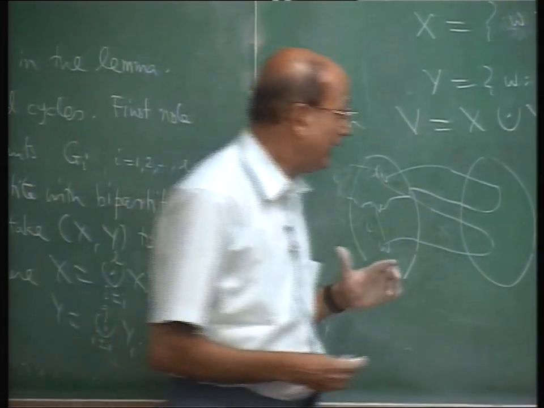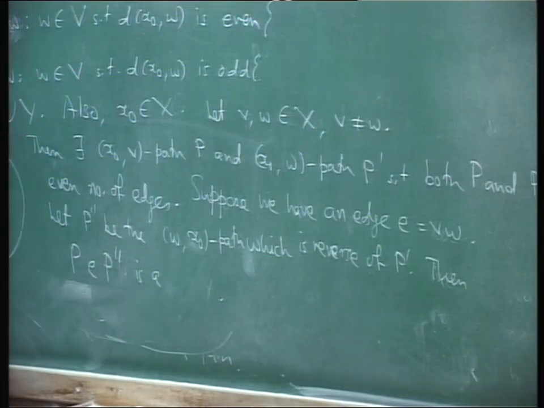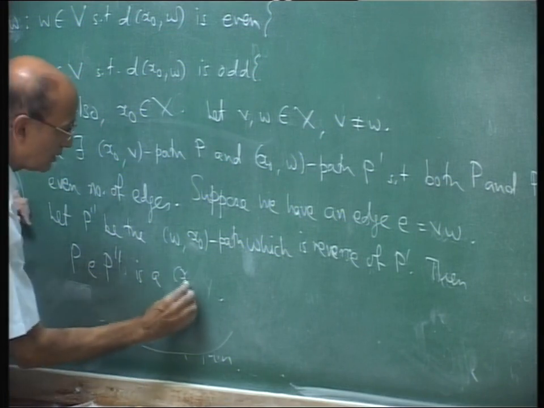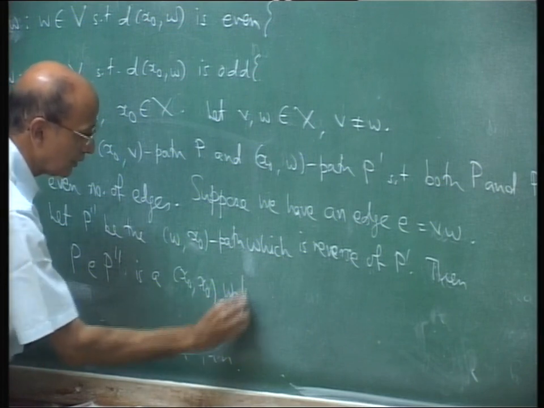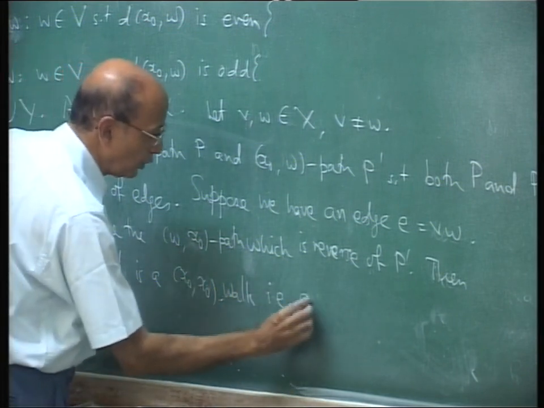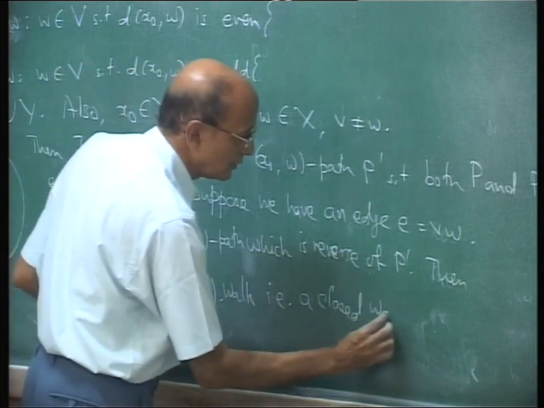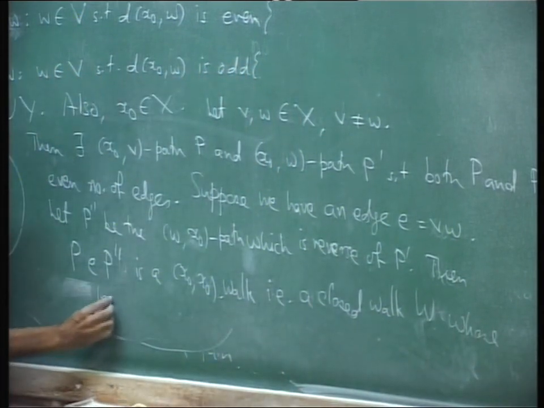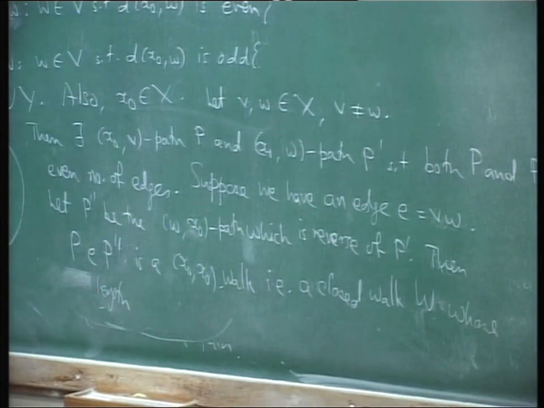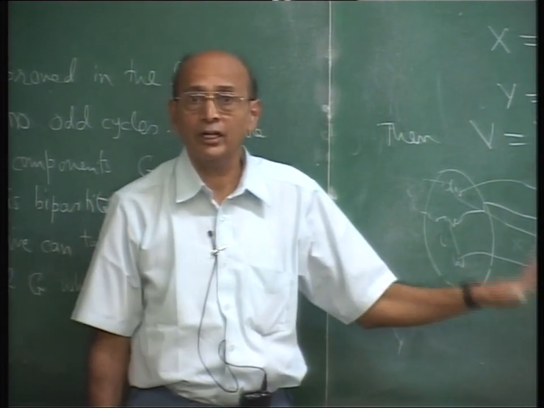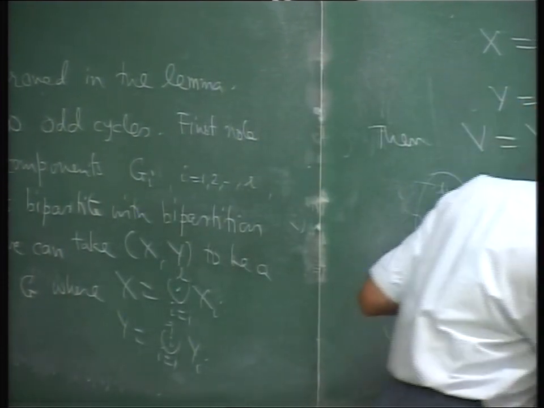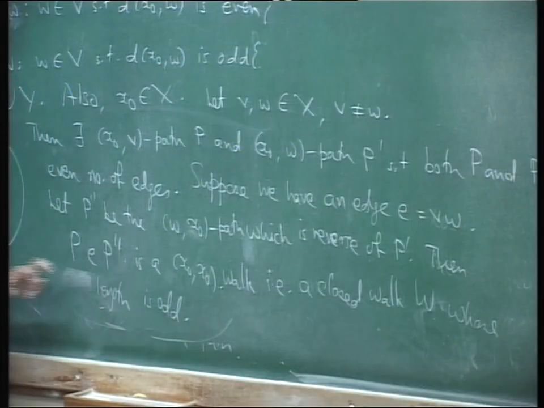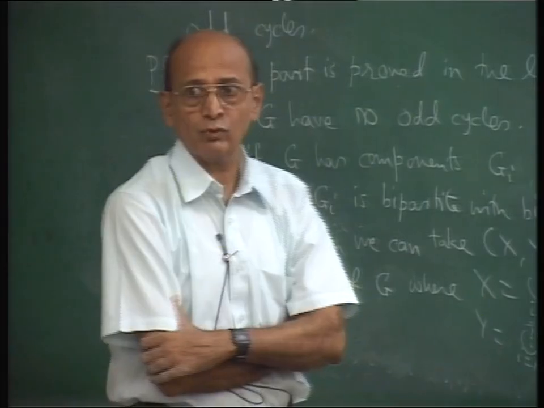Juxtaposition one after the other is an x0 to x0 walk, that is a closed walk whose length, what would be the length of this? It will be an even number plus 1 plus an even number, which is an odd number, okay, whose length is odd. Is it clear? Even plus 1 plus even is odd. Therefore, we have a closed walk of odd length.